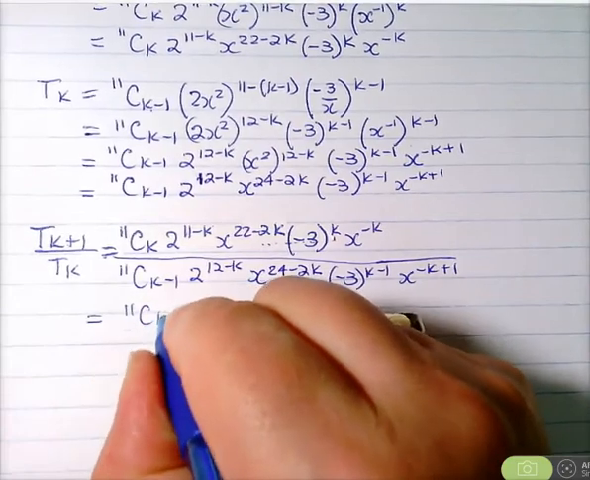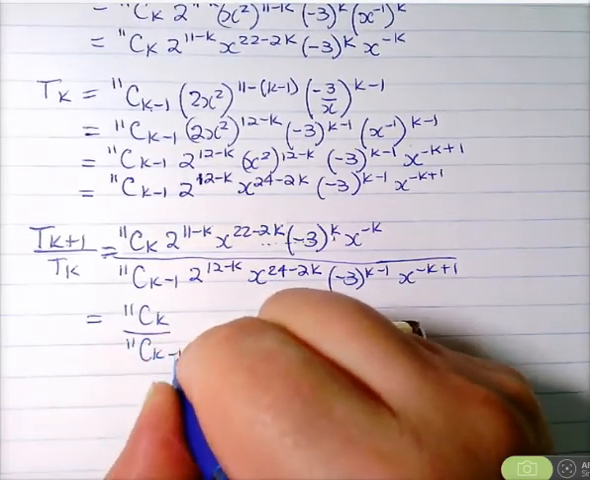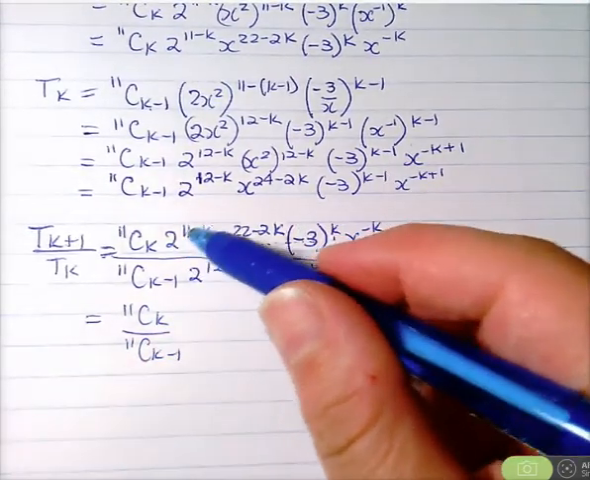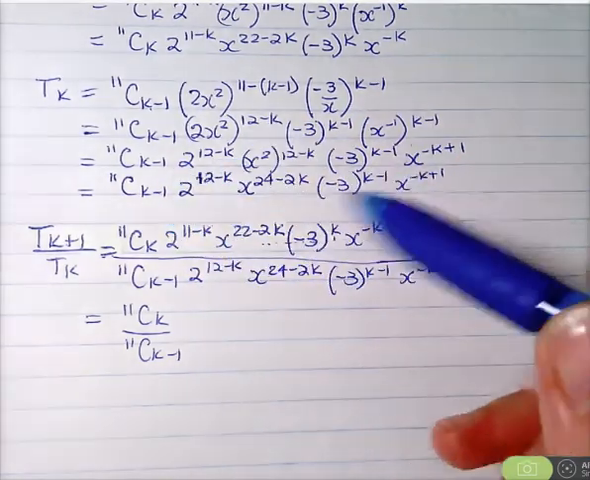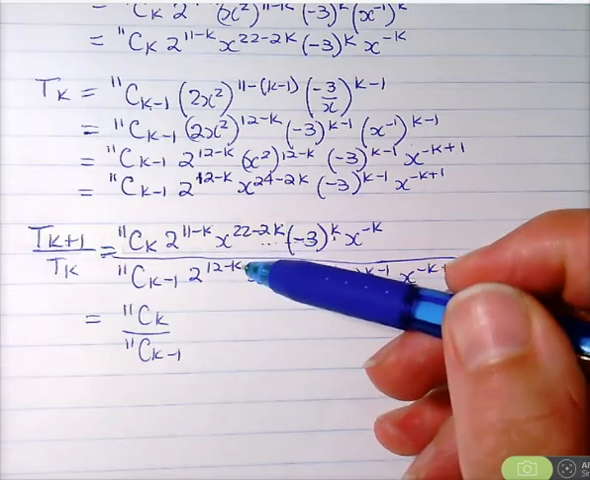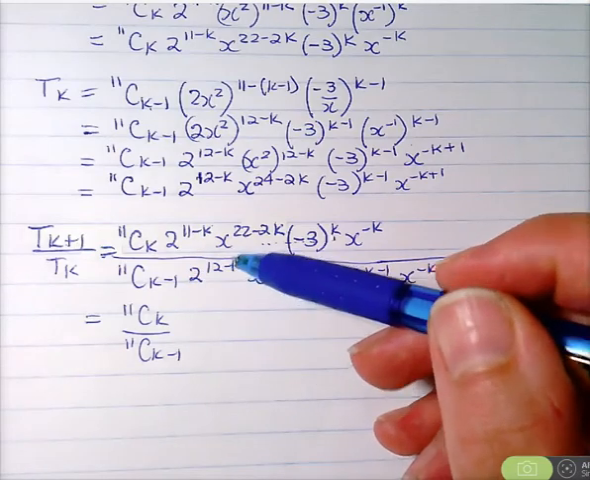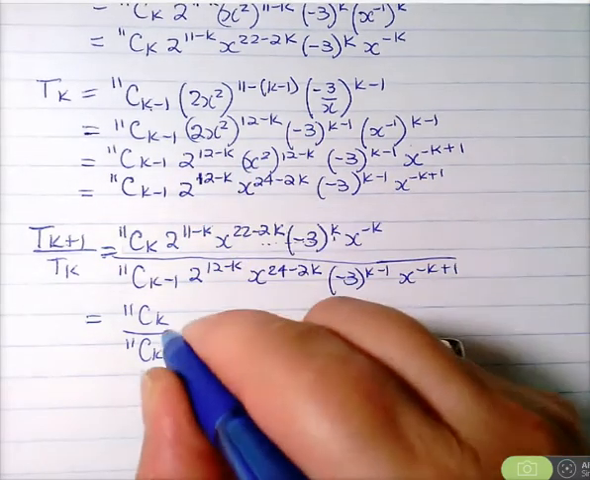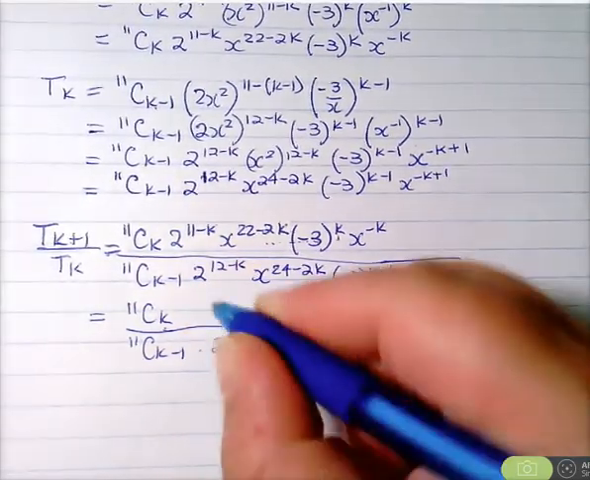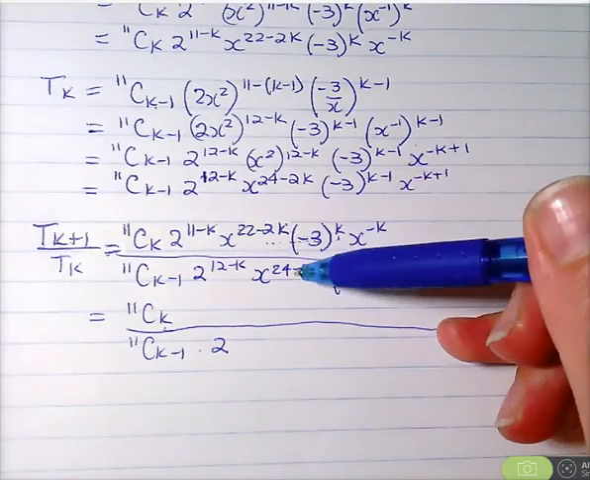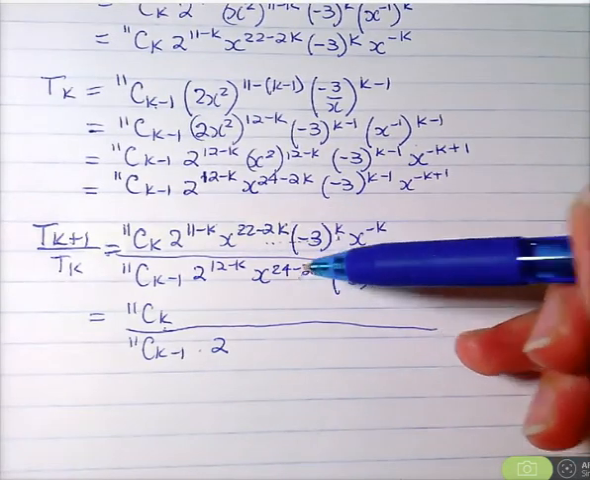So 11Ck over 11C(k minus 1). Now comparing 2 to the power of 11 minus k and 2 to the power of 12 minus k, as I said before, just give k any value, like 3. This will be 2 to the 9 over 2 to the 8. You've got one more power of 2 on the denominator, so we go times 2. Looking here, you've got a higher power here.